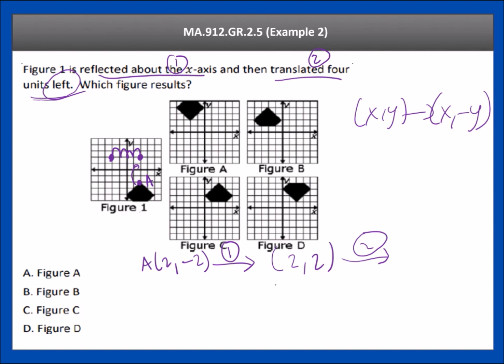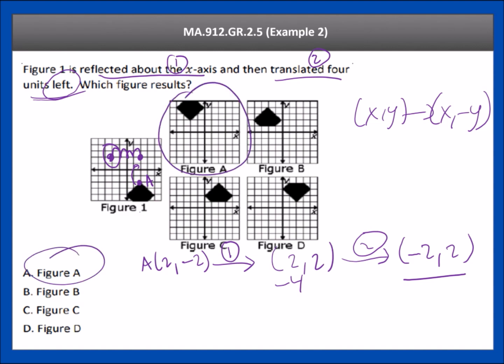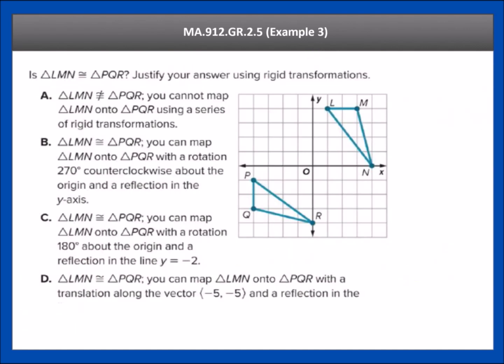So 4 left means subtract 4. So 2 minus 4 is negative 2. So it takes us to negative 2, 2. So we're going to end up here. Well, the only one that works is figure A. So the answer is A. That ends up being here, which is at negative 2, 2, which is what we said.